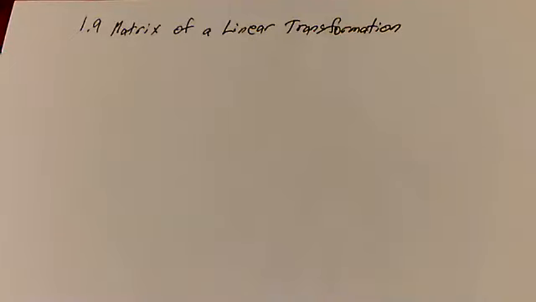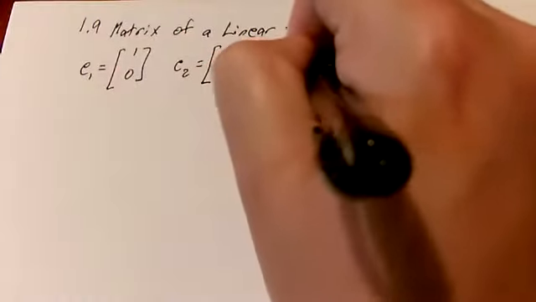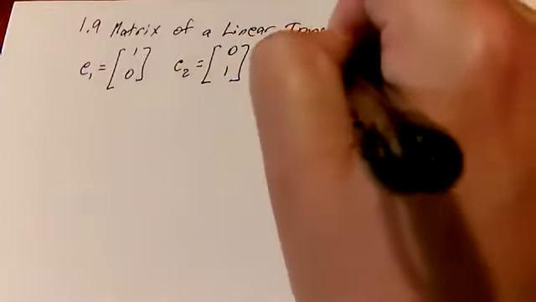Okay, in section 1.9, we're going to continue our discussion of linear transformations. First, we defined an identity vector last time with our E1 and E2. So remember E1 would be 1, 0. E2, these would be the identity vectors in R2, where E1 and E2 are in R2. So just refreshing you of that definition there.